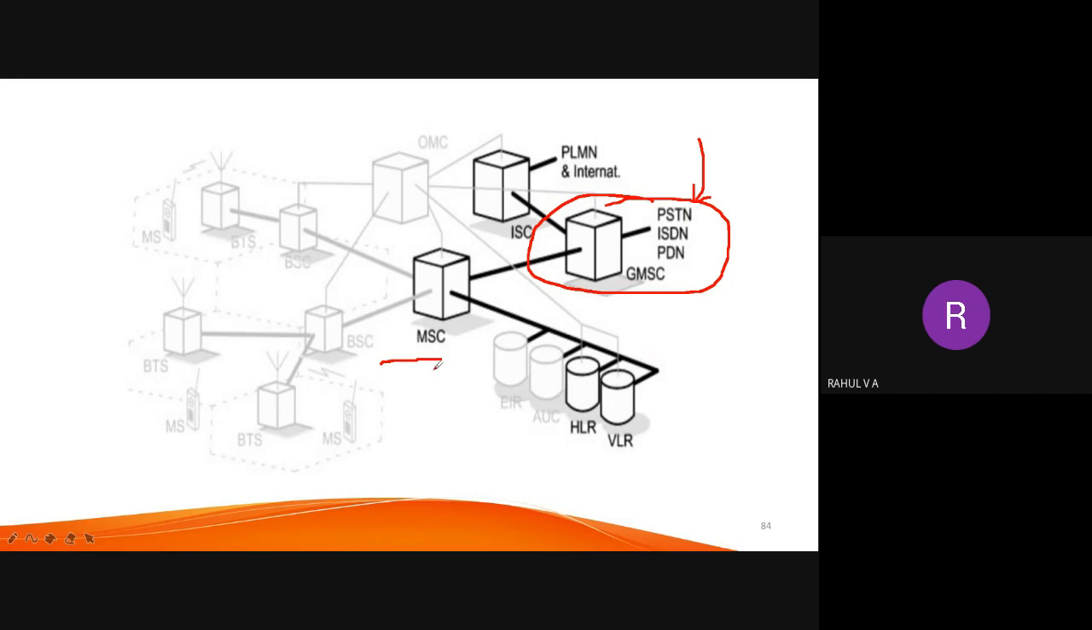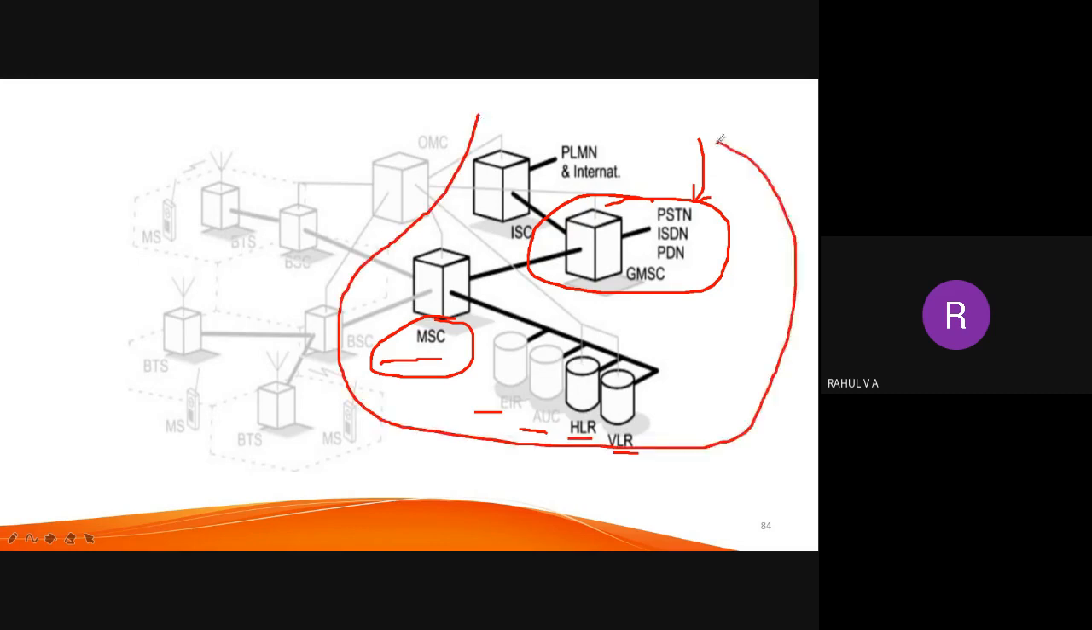So along with the MSC, you can see that EIR is there, AUC is there, HLR is there, VLR is there. All together, only this part is called NSS, the Network Service and Switching Center. All these elements together form the NSS.